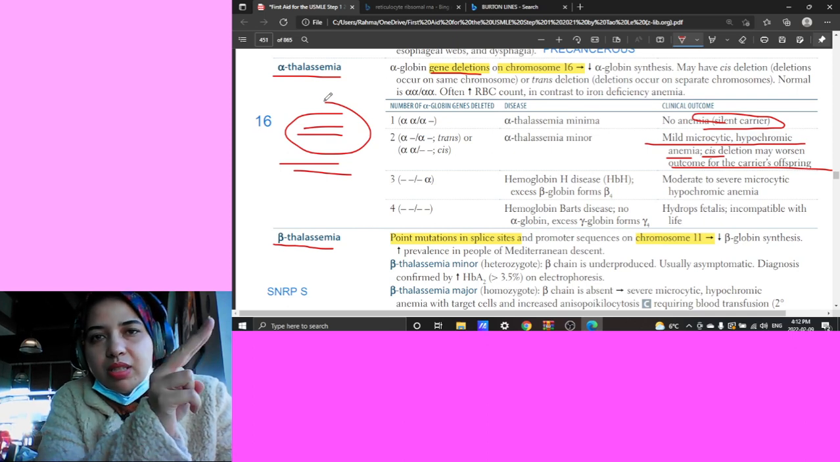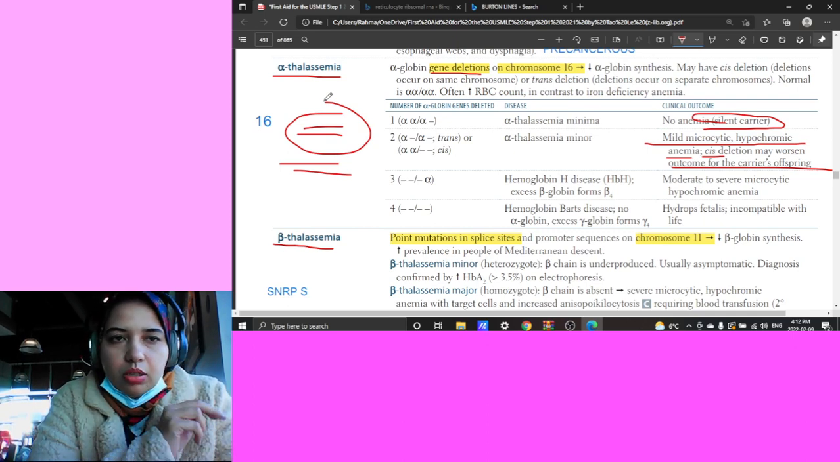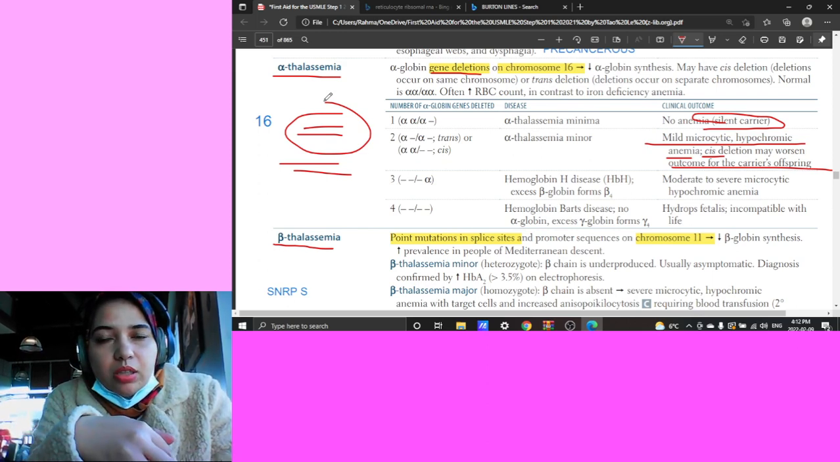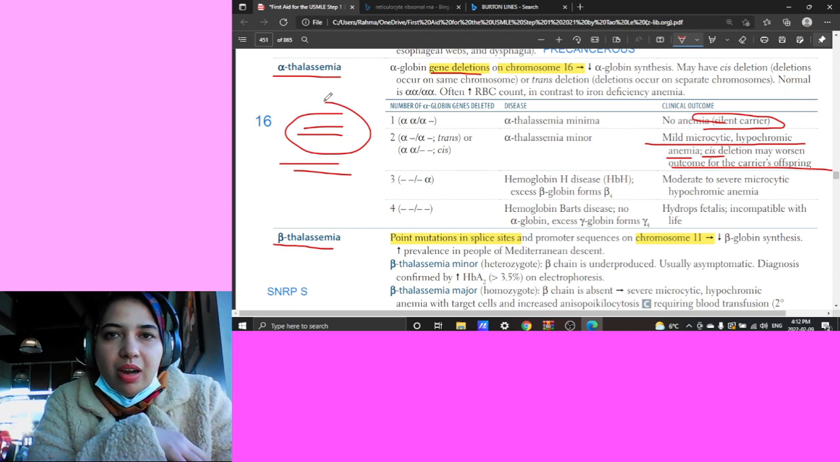Two deletions on the same side. So cis means they are on the same side. So that's fine. I'm still going to have a mild anemia, but the main issue is with my child, where I'm going to pass on a worse outcome.